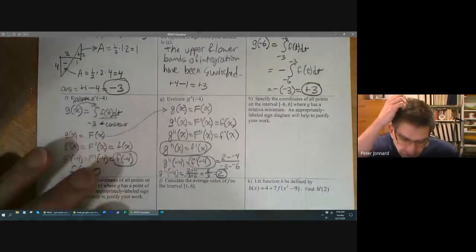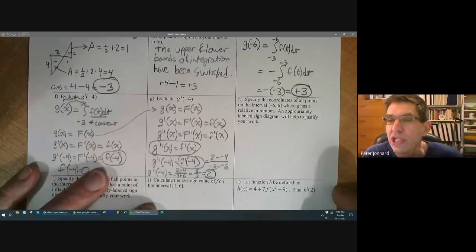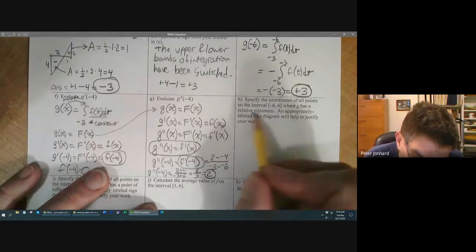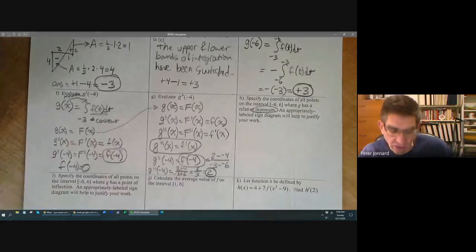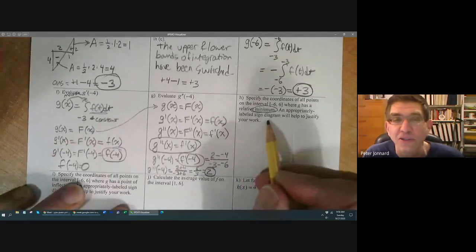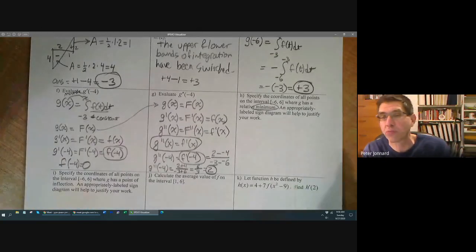And then finally, it says specify all of the coordinates where g has a relative minimum. Wow. So they're stepping it up here. Now they don't tell you this on the test. On your calc test, they're not going to tell you that. They're just going to say, where does g have a relative minimum? An appropriately labeled sign diagram will help to justify your work.